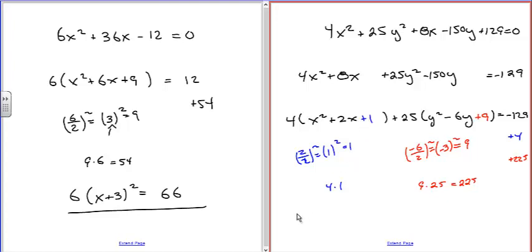So then we rewrite this as a complete square. So it's x plus 1 squared. Here, write this as a complete square, y minus 3 squared. Add the numbers up on the right-hand side. Hopefully they come out to something that I like. 225 plus 4 minus 129. That's 100. Yeah, that's what I was looking for.